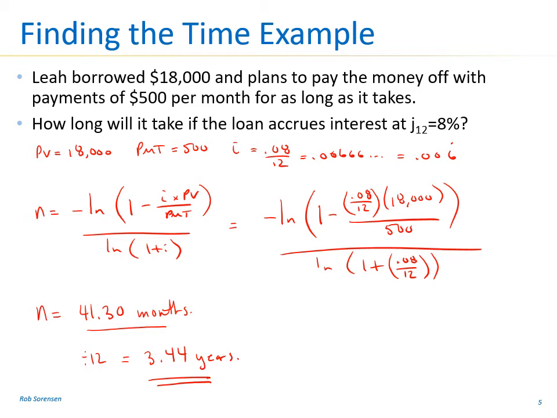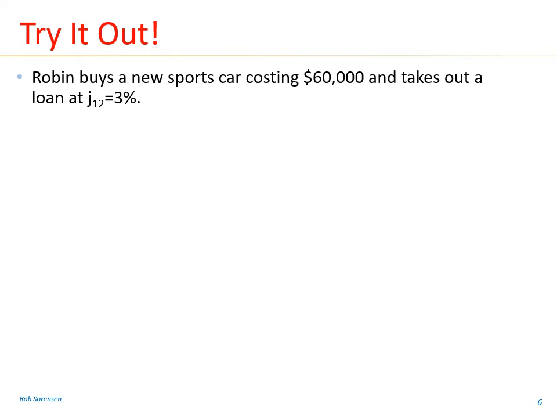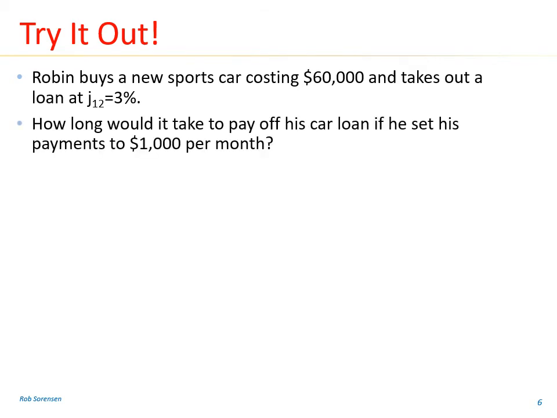Let me give you one to try out now. Robin buys a new sports car, costing $60,000, and he takes out a loan at 3%. How long will it take to pay off this car loan if he sets his monthly payments to $1,000? So he's going to pay $1,000 at the end of each month for as long as it takes. How long will it take to have this work out? I'm going to suggest you hit pause now for a minute. Take some time, work this one through, see if you can come up with an answer. Work your answer out and then convert it to years as well, to 2 decimals when you get to the very end. And when you're all ready, come on back, hit play, and I'll work through it with you.